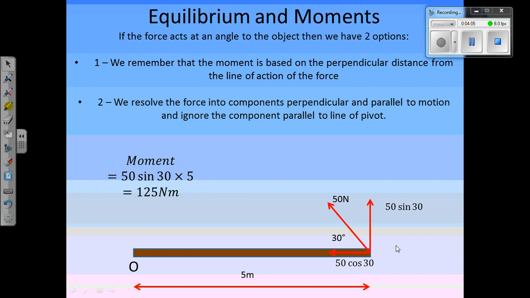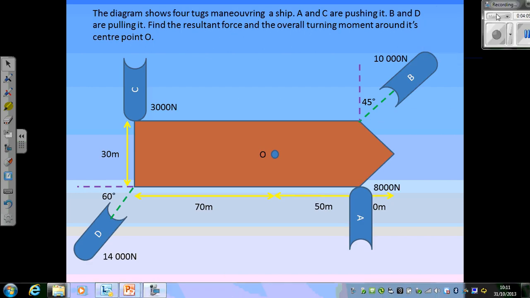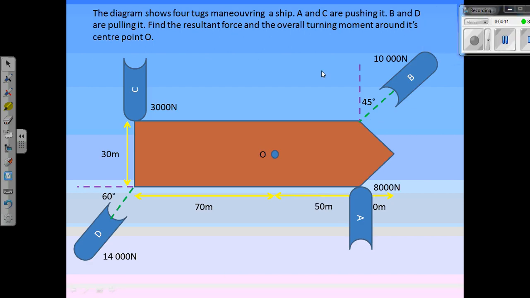So let's do this in the case of an example. What we've got here is 4 tugs maneuvering a ship. This red thing is a ship, and we've got 4 tugs maneuvering it. A and C are pushing it, A with a force of 8,000 newtons, C with a force of 3,000 newtons.